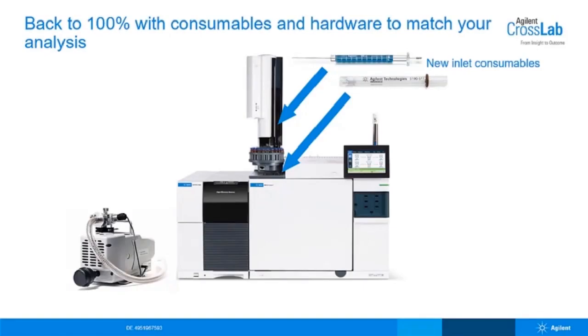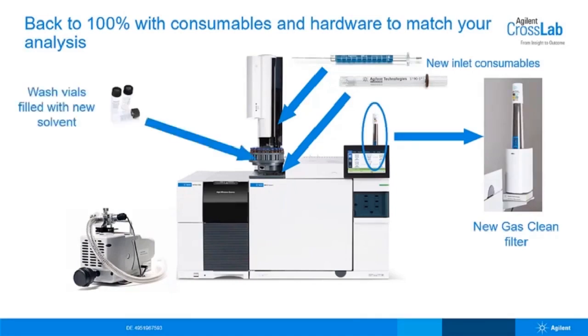So at the end of this journey, the system has new consumables matched to your analysis, a clean source, good gas flow, fresh wash files, and fresh rough pump oil or tip seals, and the GCMS system is back up and ready to run at peak performance.